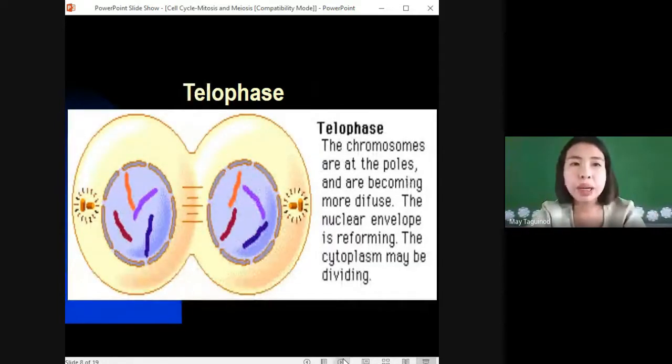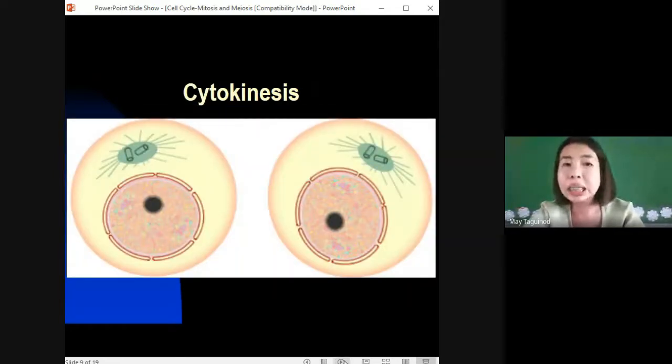Last is the telophase. When the chromosomes reach the opposite sides of the cell, the spindle fibers break up and the nuclear membrane begins to reform, like what is on your screen. A furrow begins to develop between the two sets of chromosomes. The next one is the cytokinesis.